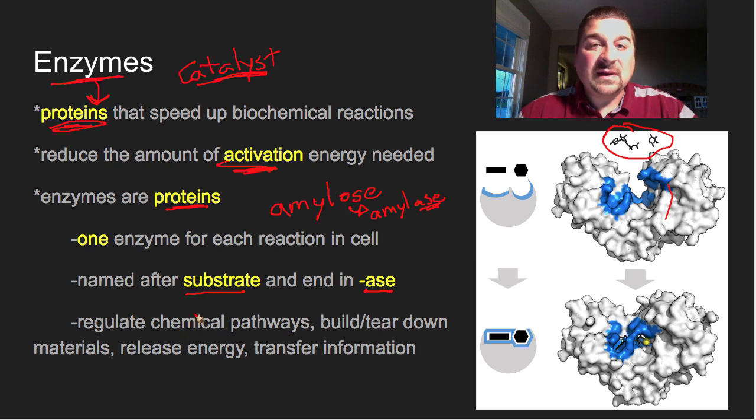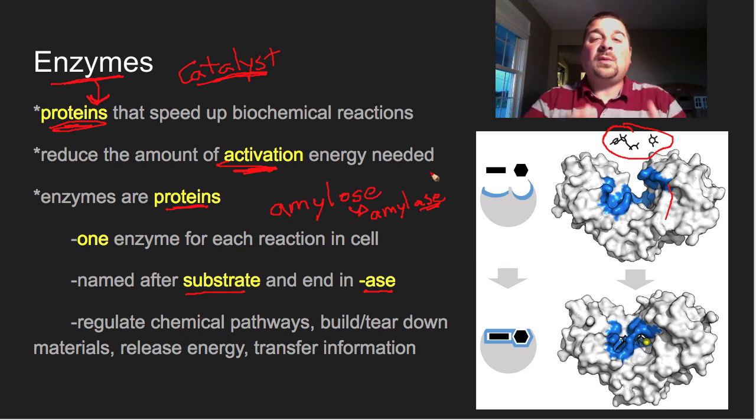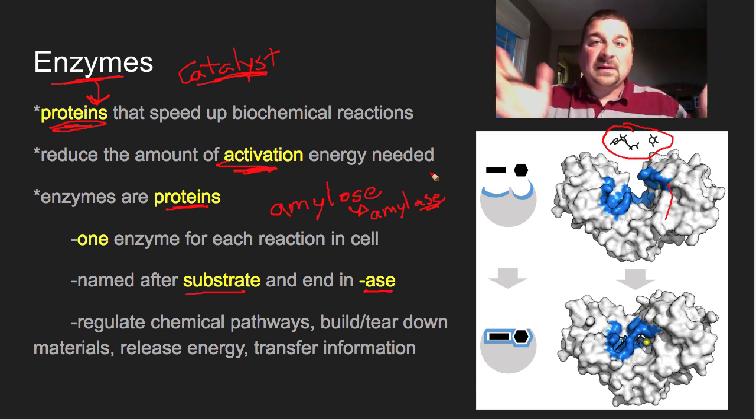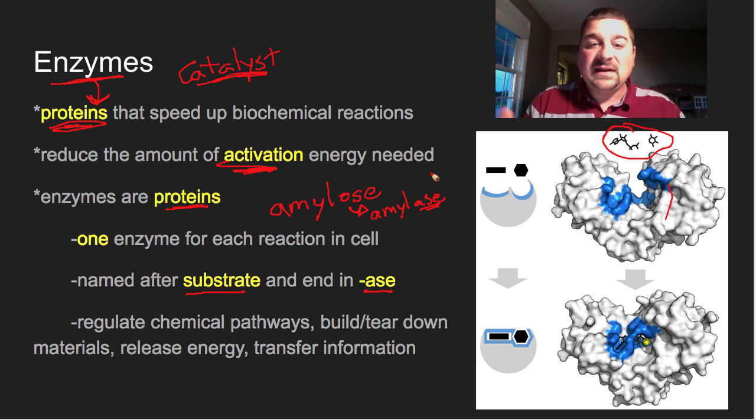Enzymes are used to regulate chemical pathways. Depending on which enzyme is present, it will take different paths and become different products, depending on what your body or your cells need. They can tear down materials, or they can build new materials, build new cells, new tissues in your body. They help release energy, and they also help transfer information in cells.